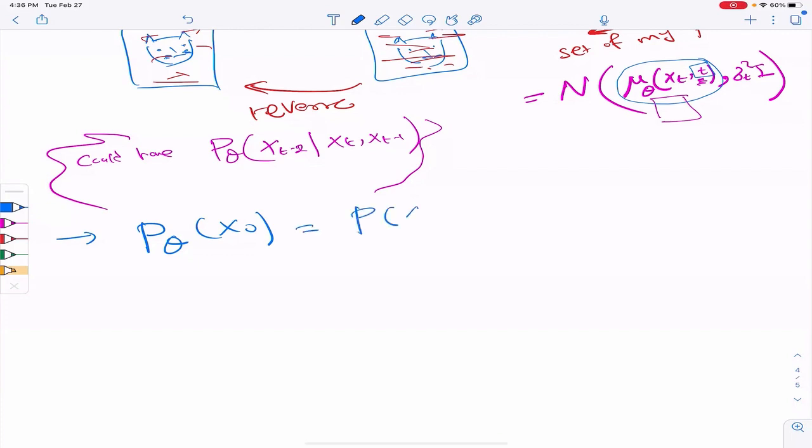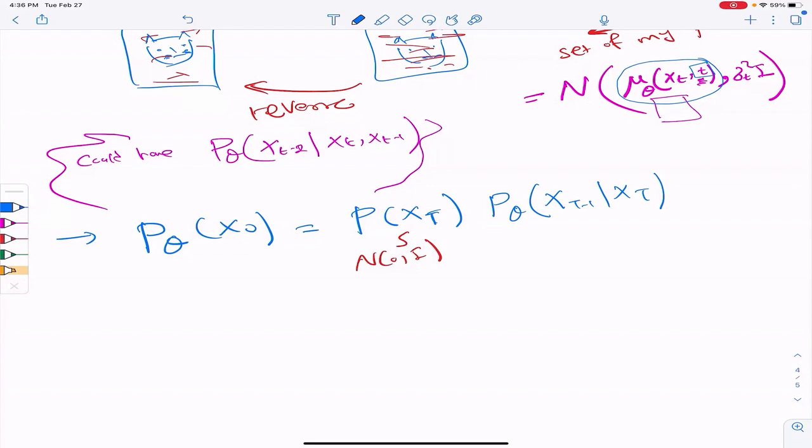So you start with the distribution at time capital T. This is known, right? This is just the normal distribution because you added so much noise to it. And then you go one step back. You say, okay, so the conditional distribution at time t minus 1 given xt, multiplied until the conditional distribution of x0 given x1.